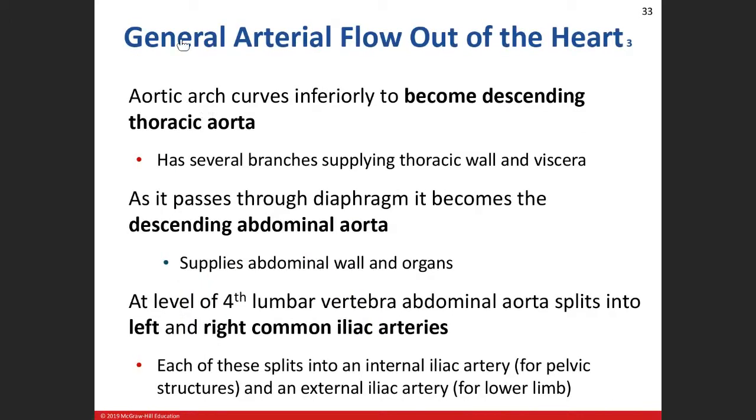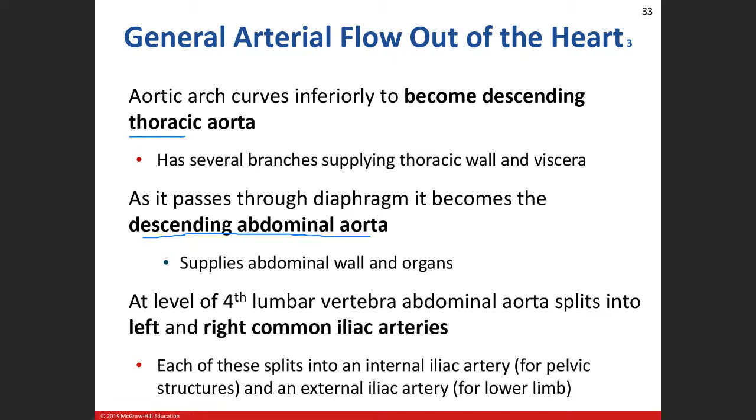So when we're talking about the aorta, once we leave the arch, the aorta starts to descend down. When it's in the thoracic cavity, we refer to it as the thoracic aorta, specifically the descending thoracic aorta. Once it punches through the diaphragm and comes out the other side, we call it the descending abdominal aorta, because at that point we're in the abdominal cavity. The descending abdominal aorta will then bifurcate and split off into your common iliac arteries.